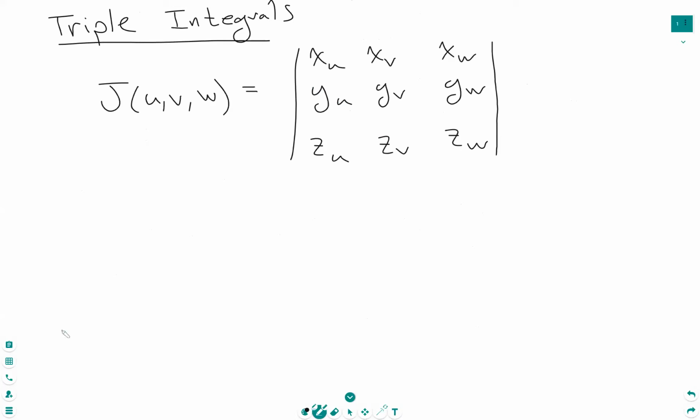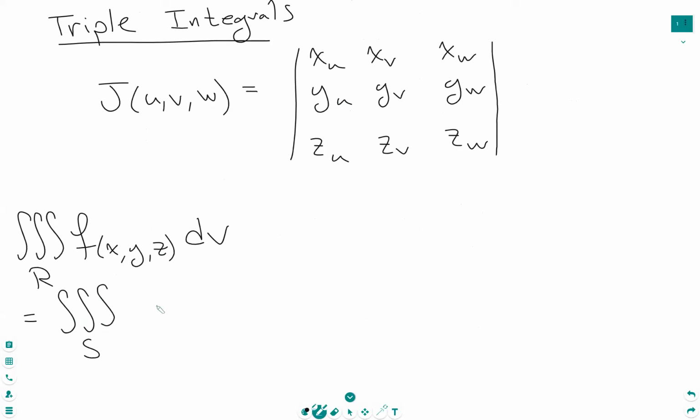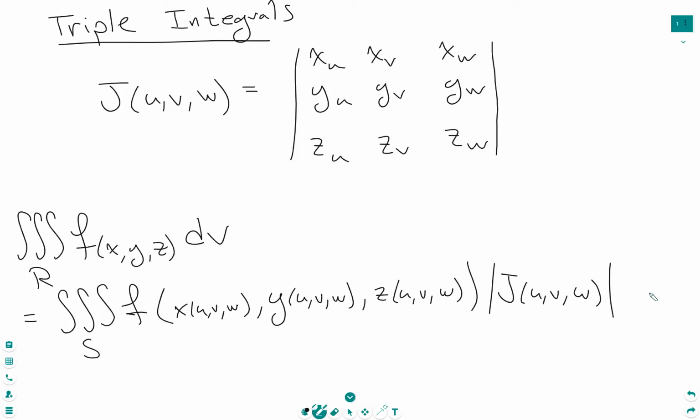Okay, so if this is our Jacobian in R3, what we can do is now rewrite our triple integral of some function of x, y, and z dV as the triple integral over some new volume S of x as a function of u, v, w, y as a function of u, v, w, z as a function of u, v, w, and then we have the absolute value of the Jacobian. This is still dV, but now this is in u, v, w space. So in no particular order, this is du dv dw.